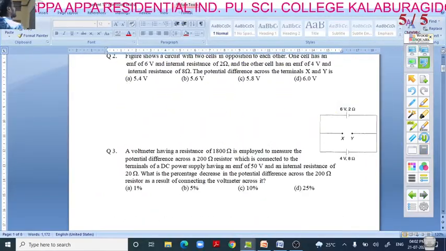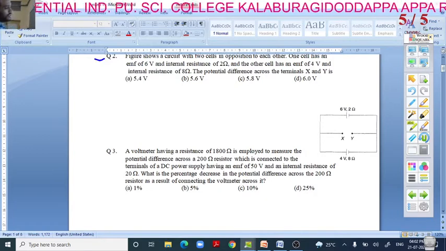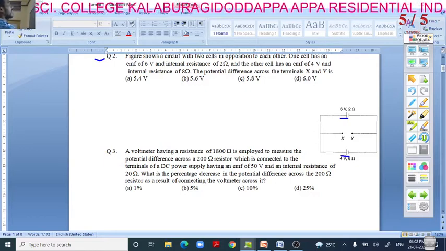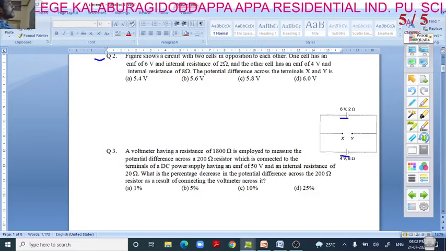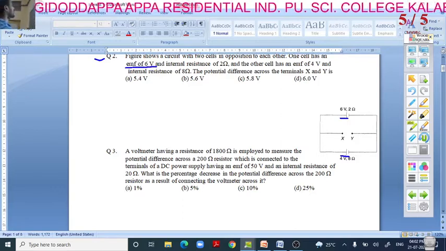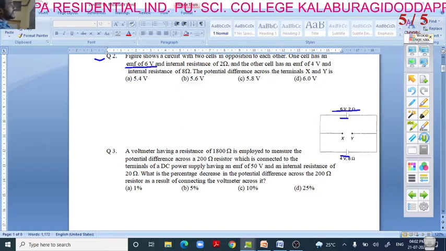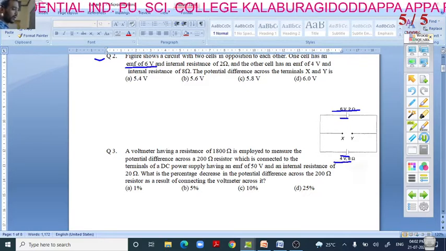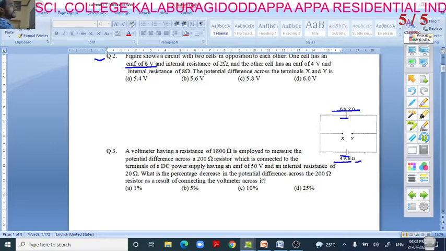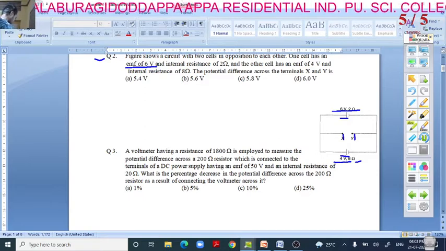Okay, see question number 2. The figure shows a circuit with two cells. Here we have two cells in opposition to each other. One cell has an EMF 6 volt, internal resistance 2 ohm, and the other cell has an EMF 4 volt and 8 ohm internal resistance he has given. The potential difference across the terminals X, Y, potential difference he is asking here.